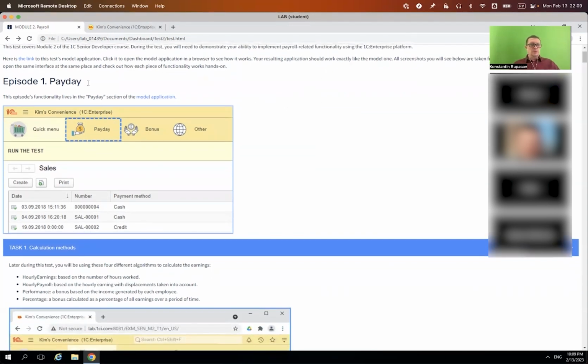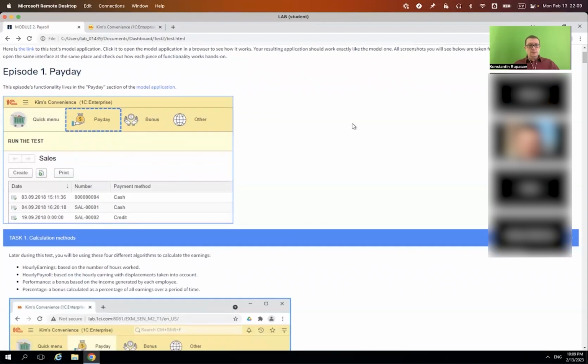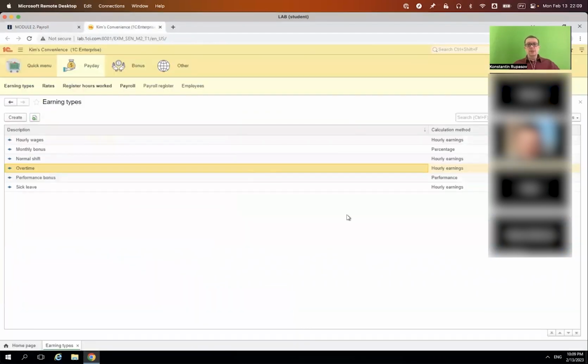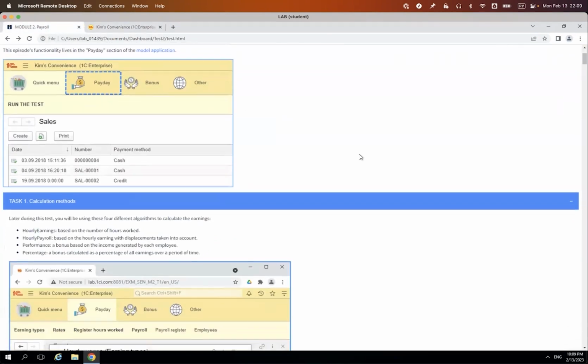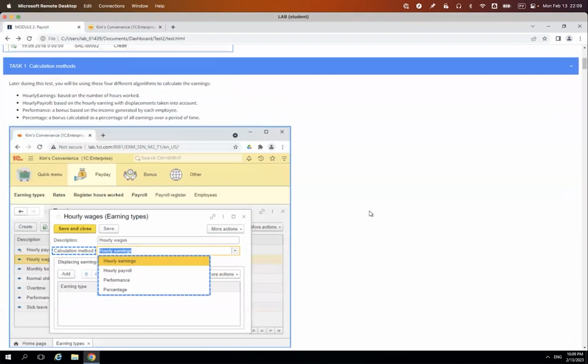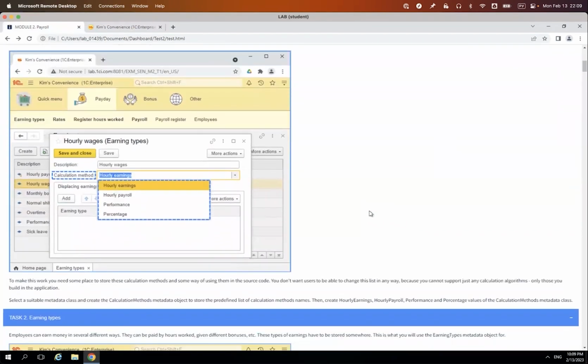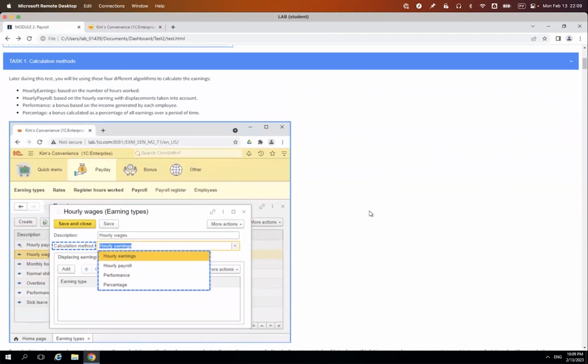So this episode is called Payday, and this is the model application where the solution lives. So you can always check how it works and what it consists of. And this is what it looks like. So Payday is the first part of the application. First of all, we need to create calculation methods, and then we need to create earning types. And these are different things.